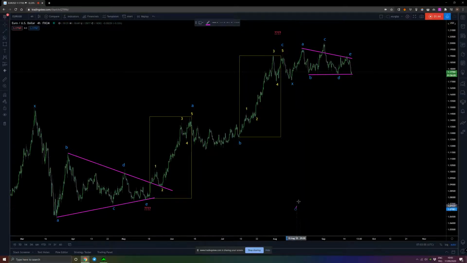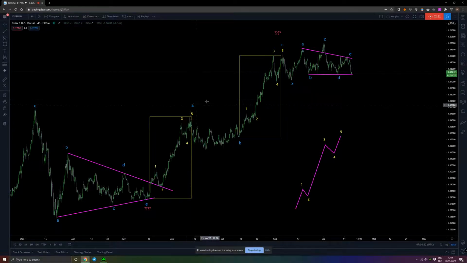Let's actually draw a zigzag together. So a zigzag does look like this. 1, 2, 3, 4, 5. Now this is an impulsive move, just like this one. 1, 2, 3, and a 4, and a 5. Now whenever you put number 5, you have to understand that this impulsive move finishes something on the bigger degree.